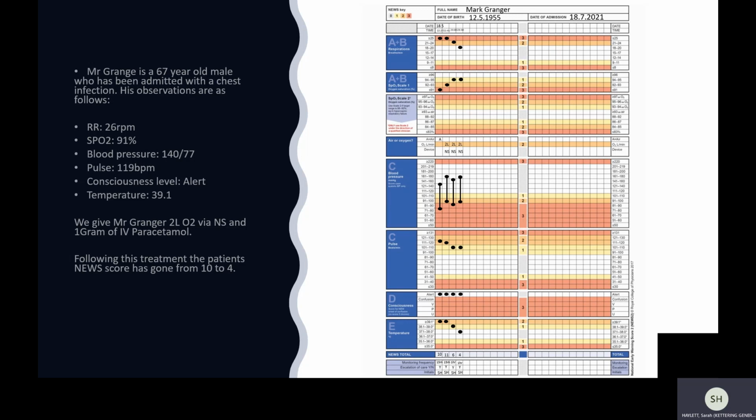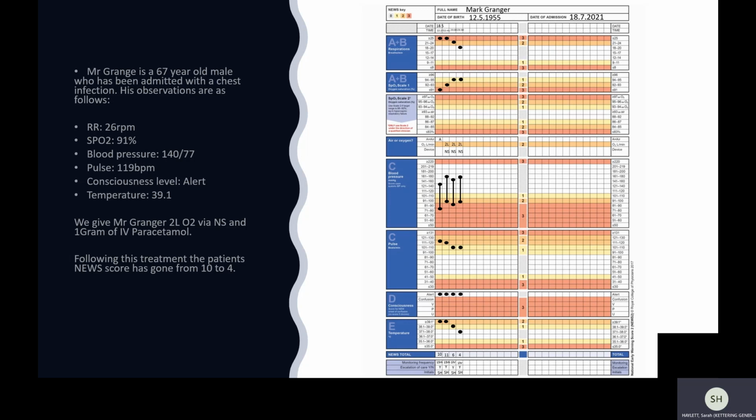The nurse has escalated and we give Mr. Granger 2 litres of oxygen via nasal specs and he has 1 gram of IV paracetamol. This will hopefully address his low oxygen saturations and his temperature and his pulse rate. So we take another set of observations and Mr. Granger's NEWS goes up by 1 to 11. This is purely because we have given him 2 litres of oxygen.